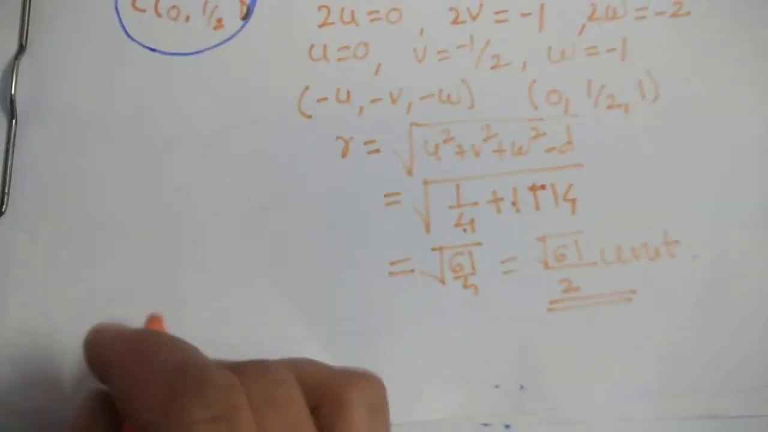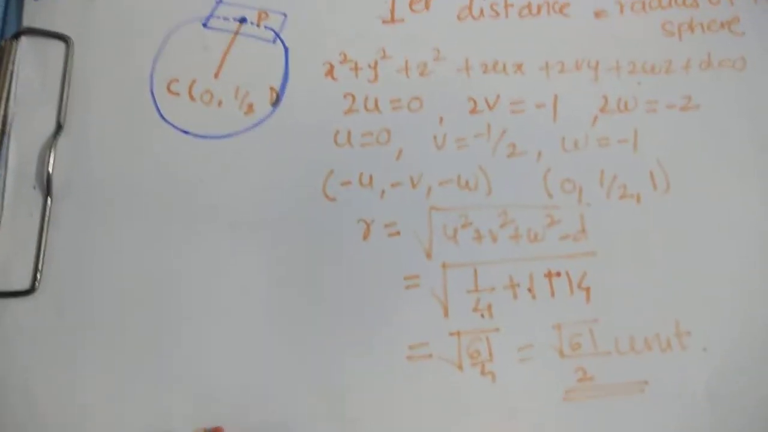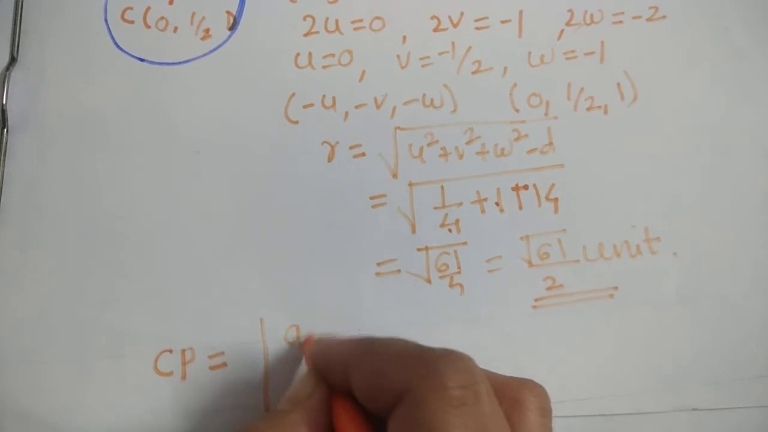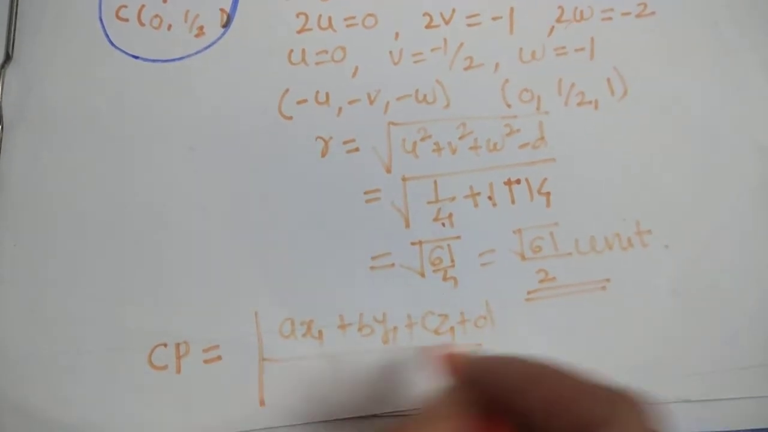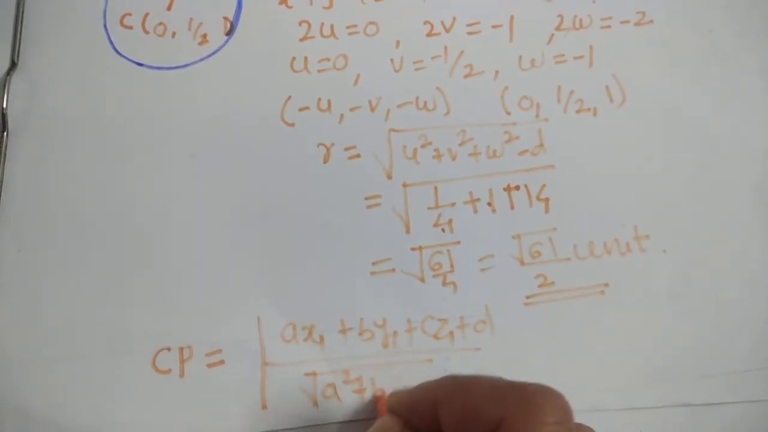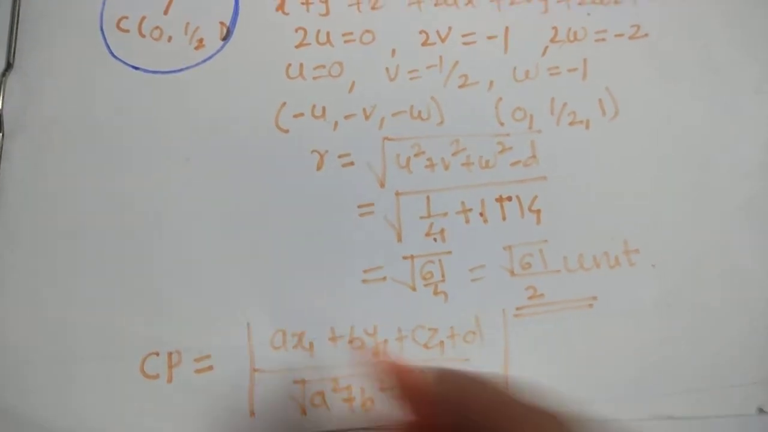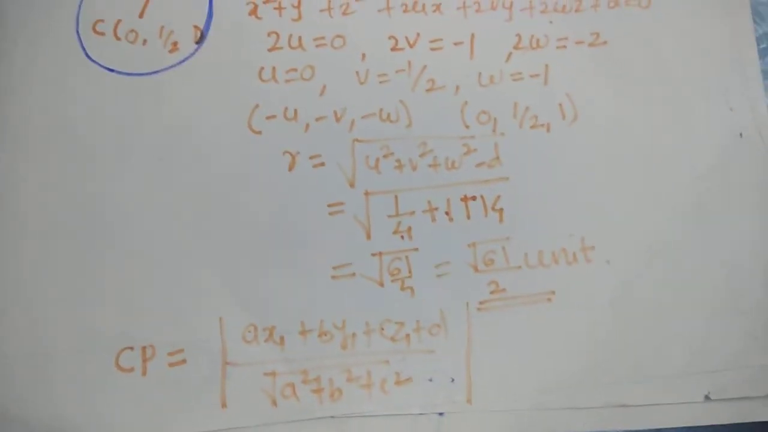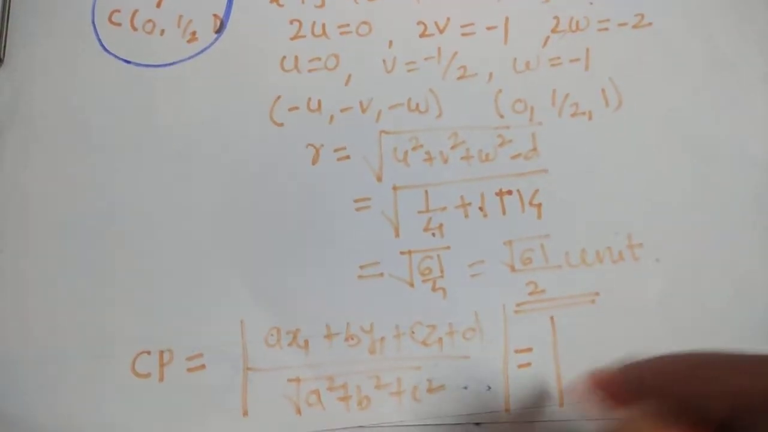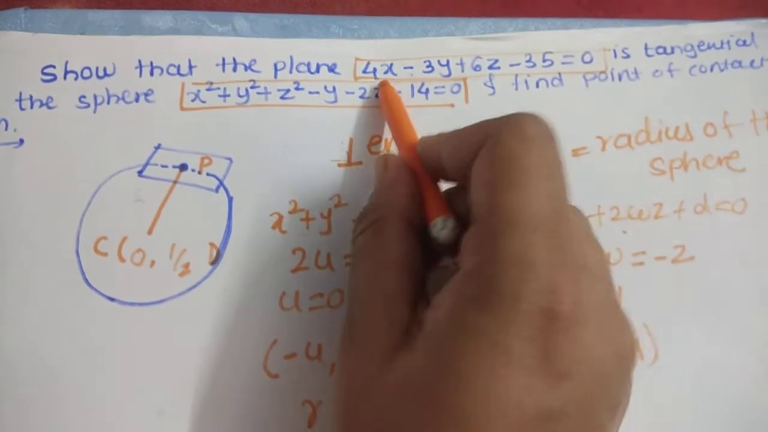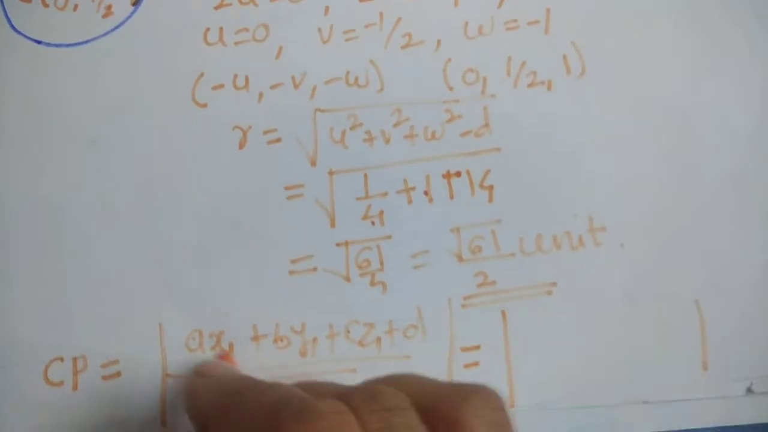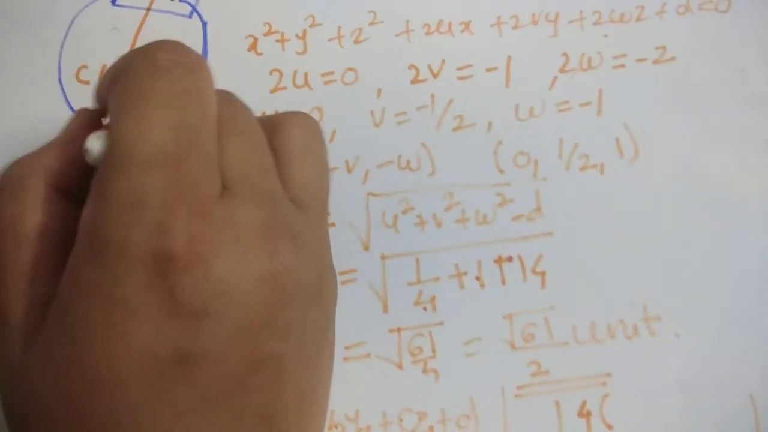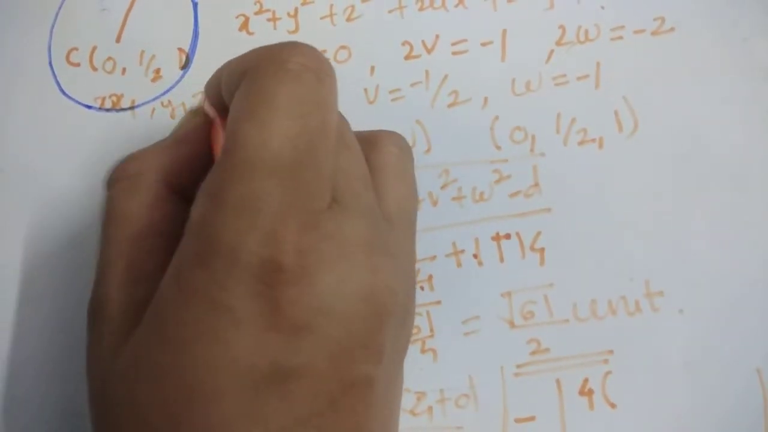Now let us check what is the perpendicular distance CP. So the perpendicular distance CP formula is Ax1 plus By1 plus Cz1 plus D upon under root A square plus B square plus C square, right? Where this A, B, C are nothing but the DRs of that plane. Now, what is the equation of the plane? The equation of the plane is 4x minus 3y plus 6z minus 35. So A is equal to 4. Now x1, y1, z1 is the center of the sphere.